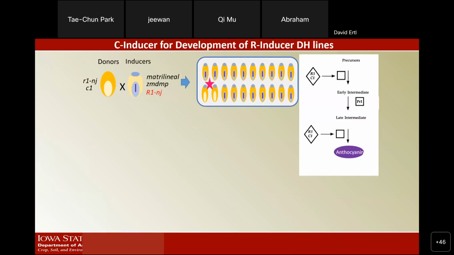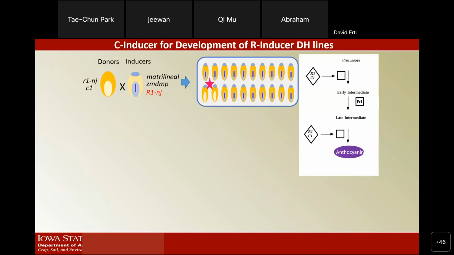We also intended to use genomic selection and combine it with availability of DH lines. As I mentioned before, this combination is particularly powerful. But ironically, if you try to develop DH lines for inducers, it's prevented by the fact that we already have the color gene fixed in the inducers if you use them on the donor side.